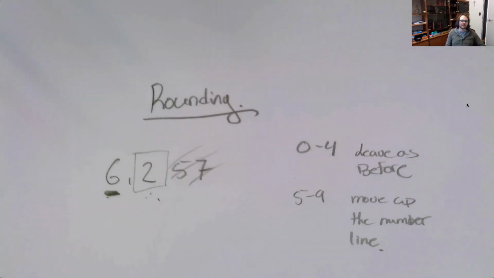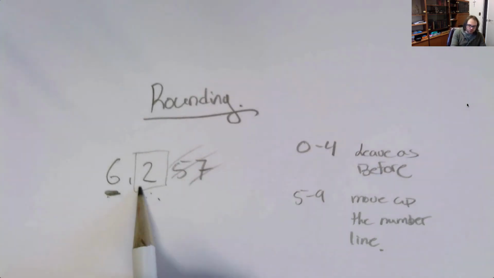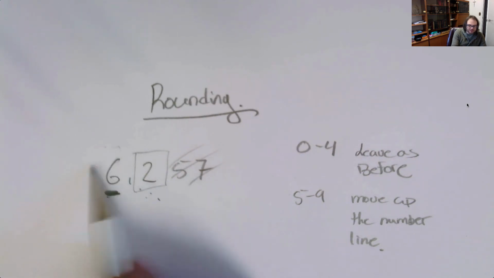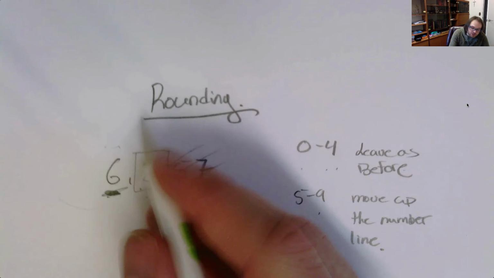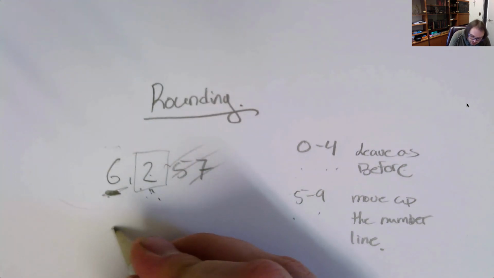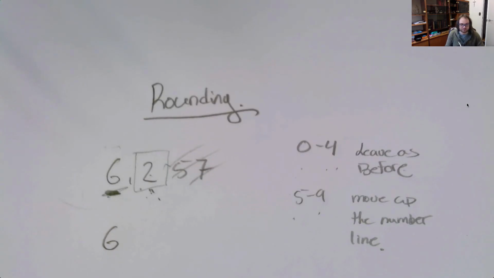Now, what does that mean? Well, I look at 2. Okay? We're looking at 6 here. We want to see, how does 2 affect it? Is 2 between 0 and 4, or is it between 5 and 9? Well, 2 is between 0 and 4. Well, now I look at that. If 2 is between 0 and 4, that means we leave as before. So then 6 cannot change. So my answer here is going to be 6.